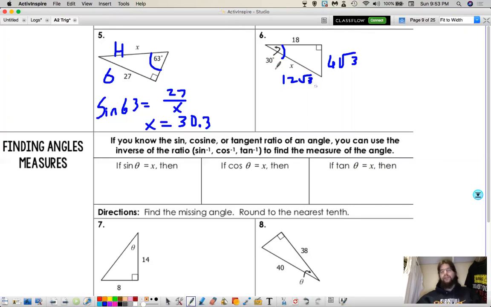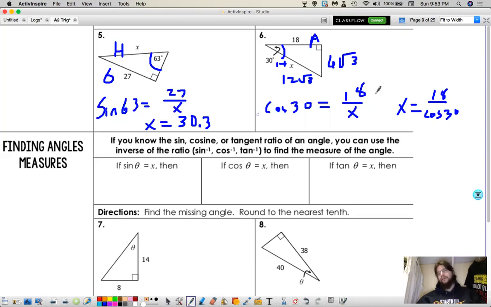Now, if you didn't recognize it as your special right triangle, or if you don't have them memorized, feel free to do the trig. This is adjacent and hypotenuse. Use cosine. Cosine 30 is adjacent over hypotenuse. Those are going to switch positions. We multiply both sides by x and we divide both sides by cosine 30. That's how this happened. That's going to give us a decimal.